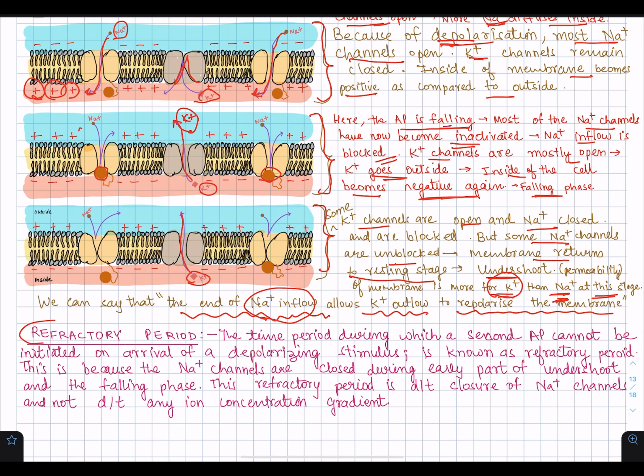Now, what is refractory period? The time period during which a second action potential cannot be initiated on arrival of a depolarizing stimulus is known as refractory period. And this is because the sodium channels are closed during the early part of the undershoot and the falling phase. When they are closed, no more depolarization can occur.